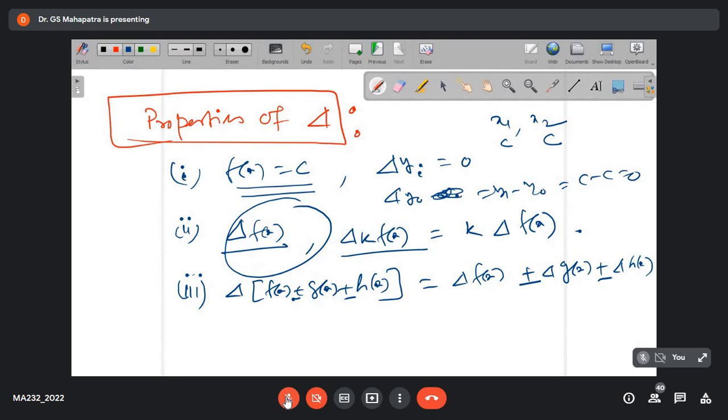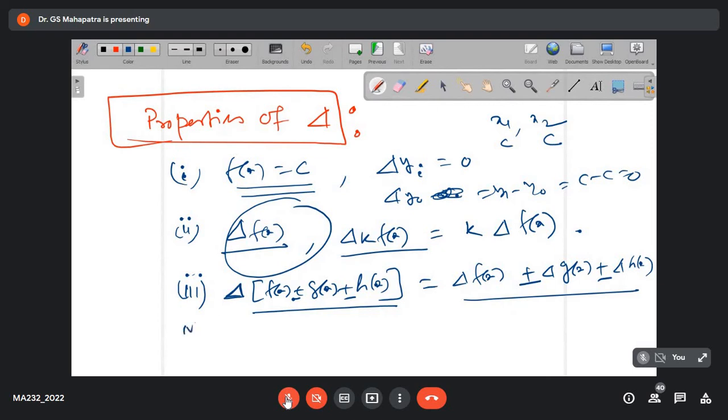This arithmetic operation, that means negative arithmetic operation, that means subtraction, is also satisfied. So first you take the forward difference and then find the arithmetic operation, or the other way around, that is also fine.